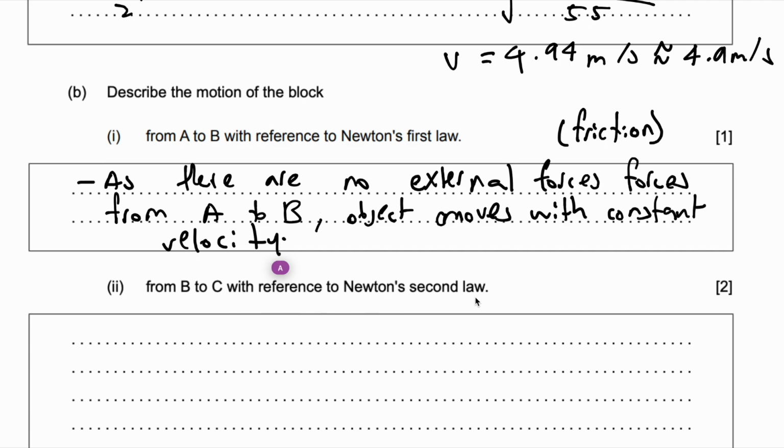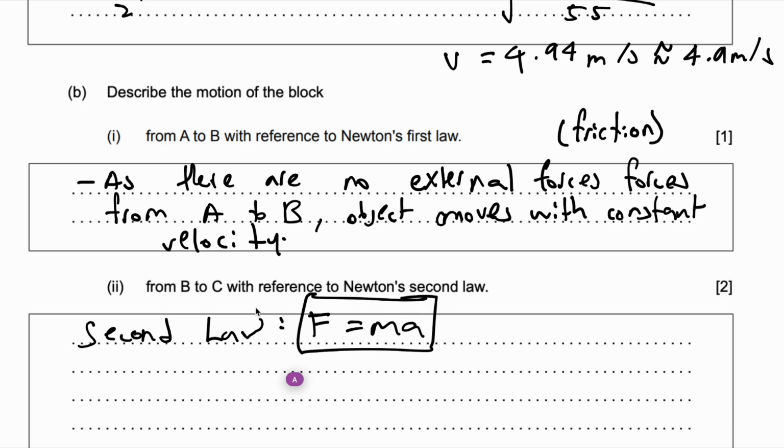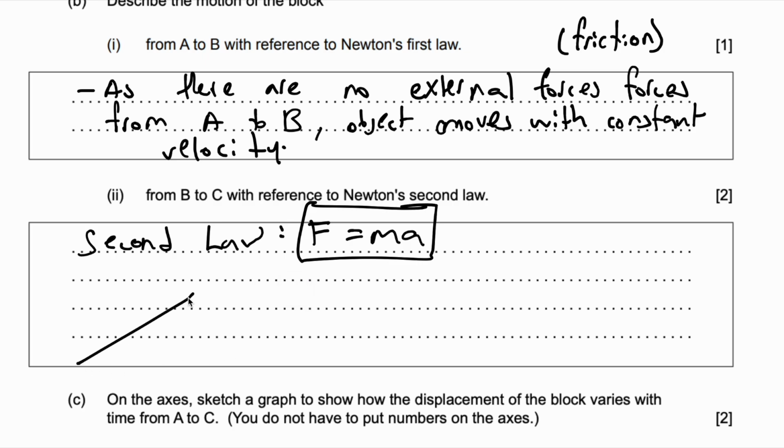From B to C, with reference to Newton's second law. Newton's second law is basically this expression right here: F is equal to ma. That's what he derived. So as the block moves up the ramp, for example like this, there's going to be a horizontal component of weight acting on the block. Let me draw it better so you can understand it. If the block moves like so, the block has some weight and a normal force like that.